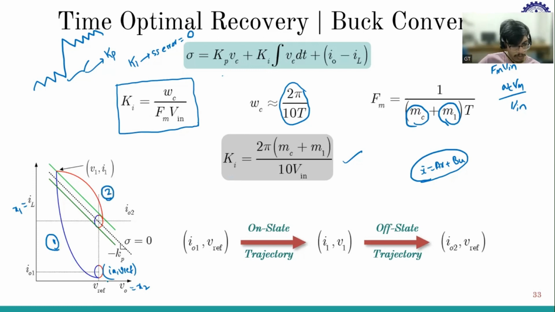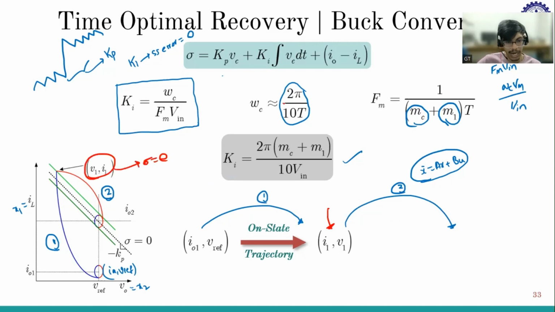So it is moving from I01 to V reference. Here, if you apply this, you will get one equation, and here you will get another equation. Solving these two, there are two equations, two unknowns, right? Solving these will give you I1 comma V1, and I1 comma V1 is lying on sigma equals 0, right? So if you substitute I1 comma V1 in this equation, knowing Ki, you can calculate Kp.